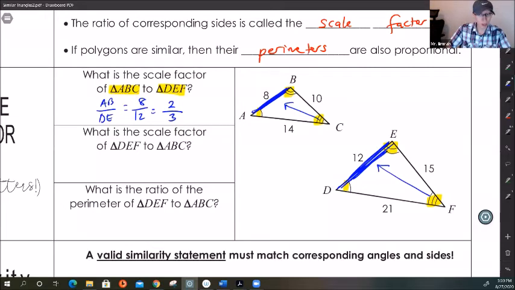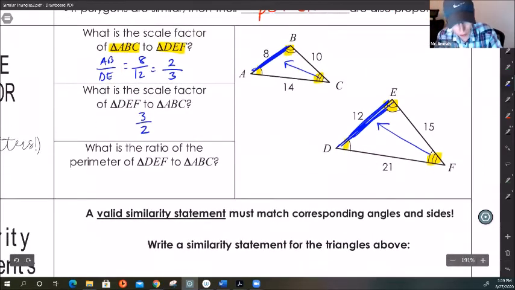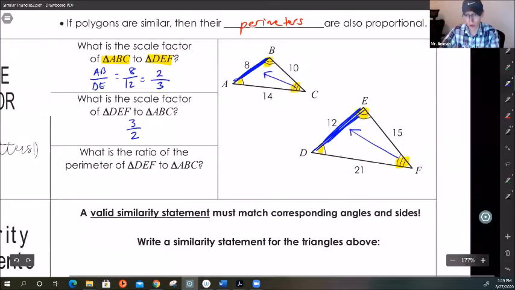What is the scale factor of DEF to ABC? What is it this time? Some people already wrote the answer. 3/2, Caitlin and Jaren. It's going to be 3/2. So the order matters. If you are given two shapes, and they ask you the scale factor from one triangle to another one, you got to be very careful about the order, because you might get the reciprocal of the correct answer.